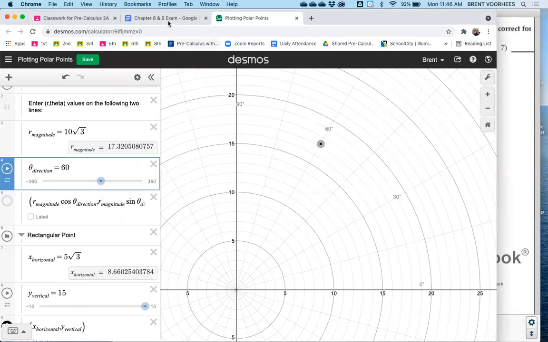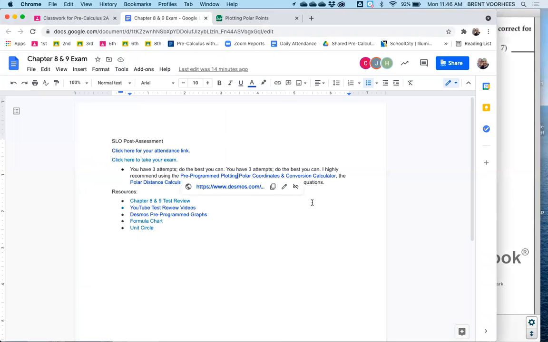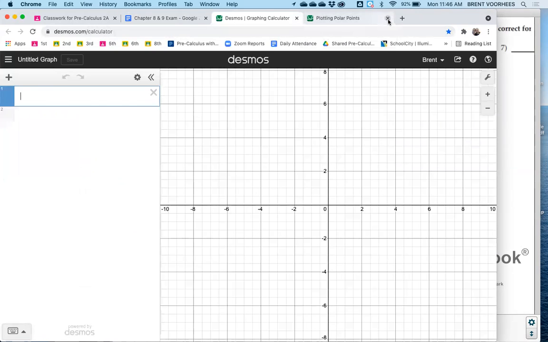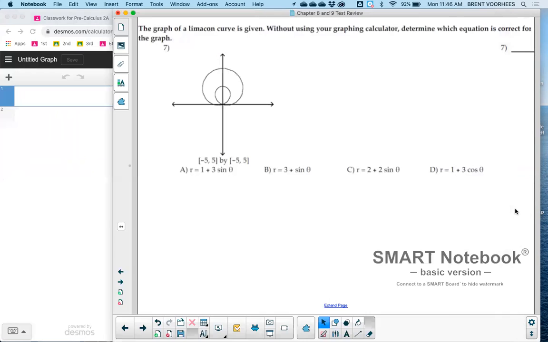For this, going from the instructions, whenever you're dealing with a full equation, use a blank Desmos graph. This is where it says for comparing graphs and equations. So I'm just going to open up a blank calculator. I'm going to close off the plotting polar. I don't need that anymore. I'm going to close that off. So now I'm just on the blank one. And I'm going to type in the answer choices until I see this picture.